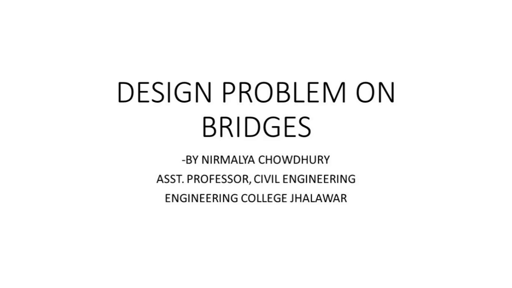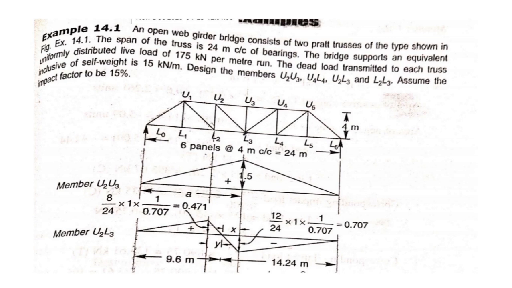So today in our discussion, we'll discuss the design problem on a steel railway bridge. Okay, so let us get started. So this is the problem. The problem reads: an open web girder bridge consists of two Pratt trusses of the type shown in the figure. So this is the Pratt truss that is shown in the figure.